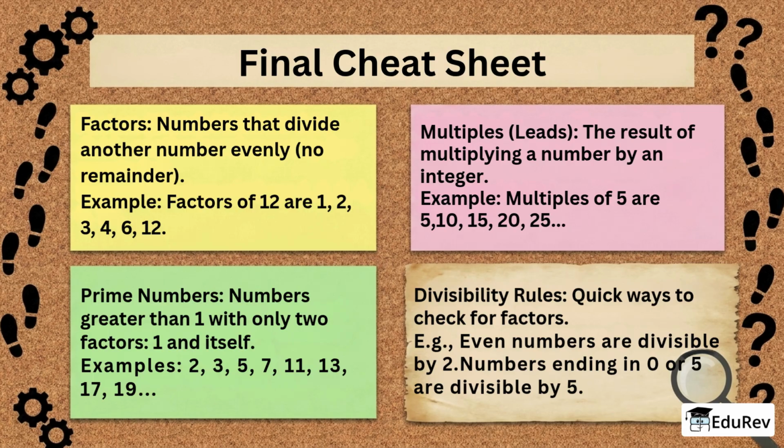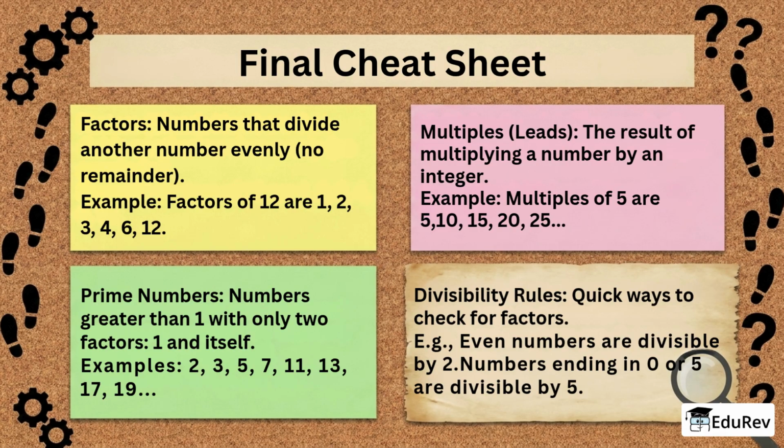Finally, here is your cheat sheet to remember everything we learned today. Factors. Numbers that divide another number evenly with no remainder. For example, the factors of 12 are 1, 2, 3, 4, 6, and 12. Multiples. The result of multiplying a number by an integer. Multiples of 5 are 5, 10, 15, 20, 25, and so on.